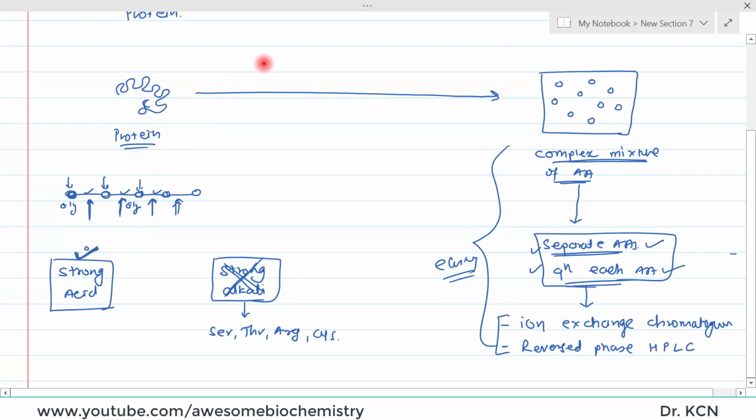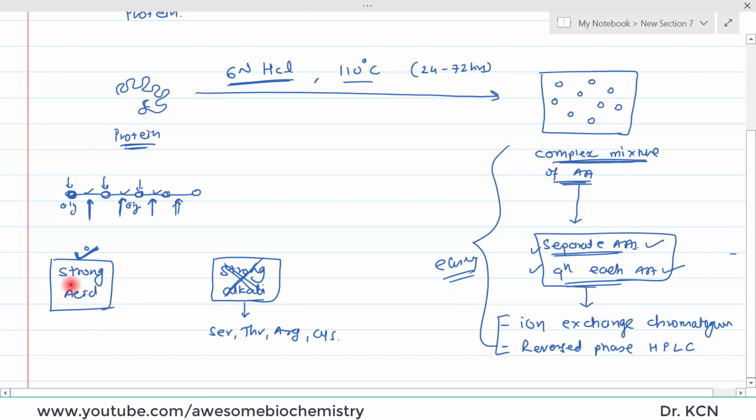Basically, hydrochloric acid is used at a concentration of 6 normal. So we use 6 normal HCl at a temperature of 110 degrees Celsius. If you treat the protein solution under this condition for 24 to 72 hours, which is a long period, all the amino acids will be separated, and at the end we get a complex mixture of amino acids.